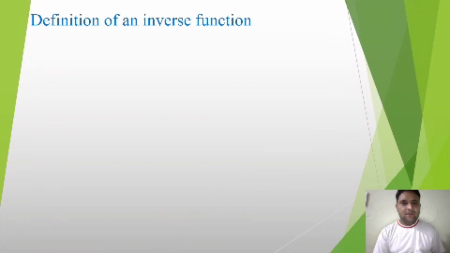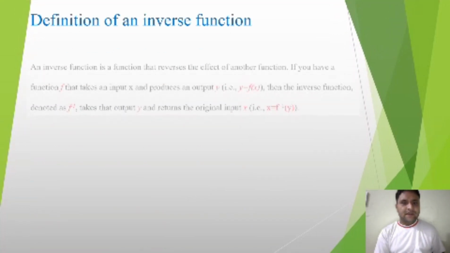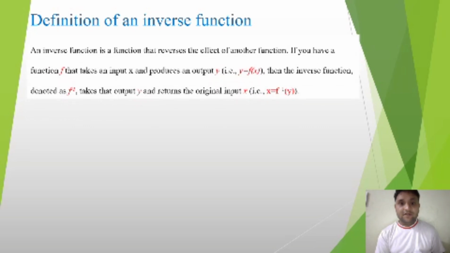By the definition of the inverse function, what does it say? An inverse function is a function that reverses, you should remember the word reverses here, the effect of another function. So if you have a function f that takes an input x, we put the value x in this function and it produces the output y. So putting the value of x will give us the value of y, so y equals f(x).